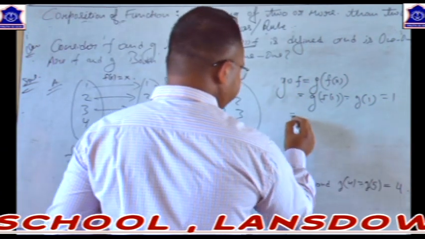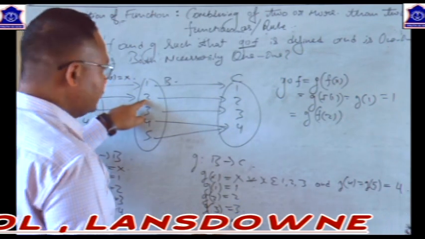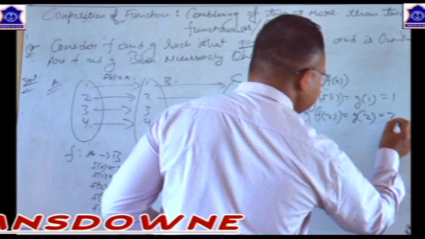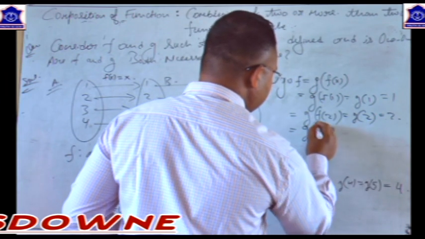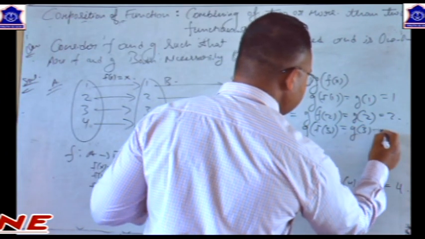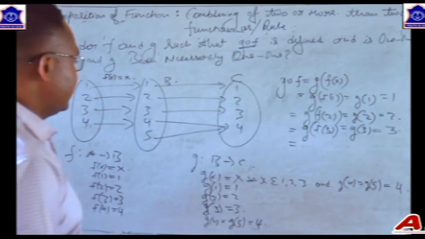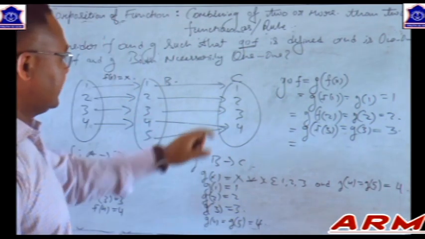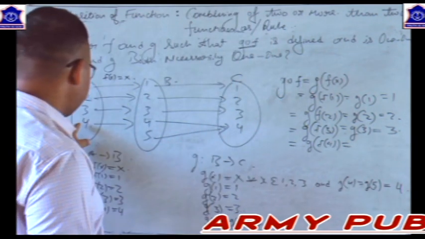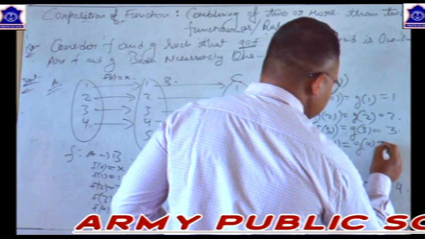ओके, देन g of f(2), f(2) का इमेज है 2, और g(2) का जो इमेज है वो भी है 2. देन g of f(3) का जो इमेज है 3, और g(3) का इमेज भी 3 है. देन वी हैव g of f(4), f(4) का इमेज है 4, और g(4) का इमेज भी है 4. So is that g(4) equals 4.